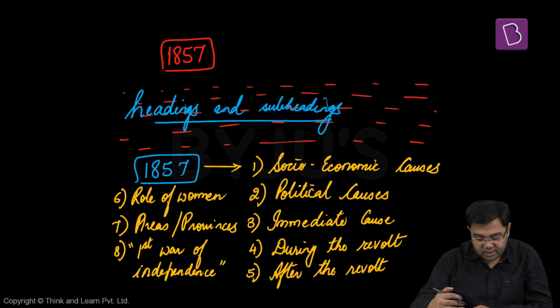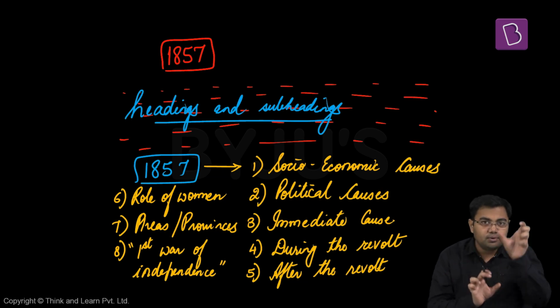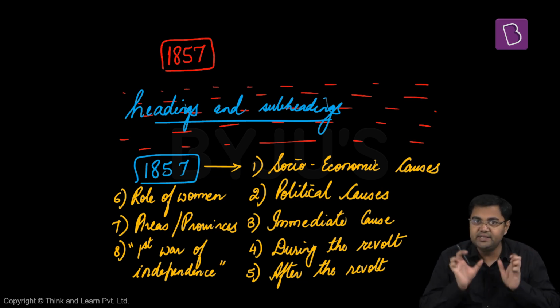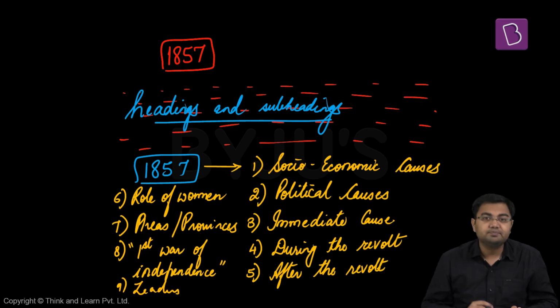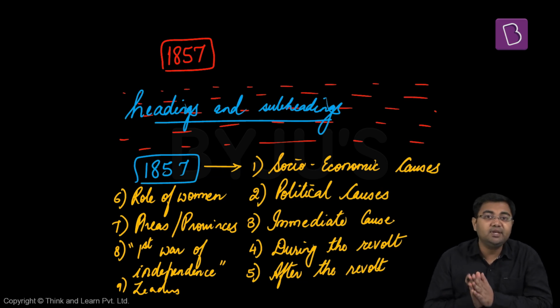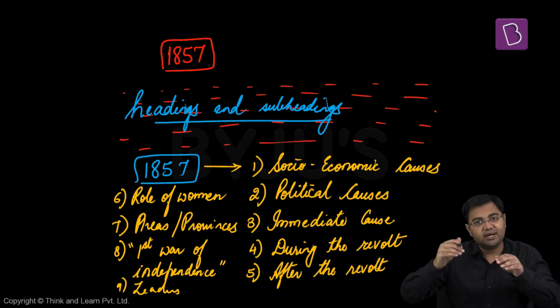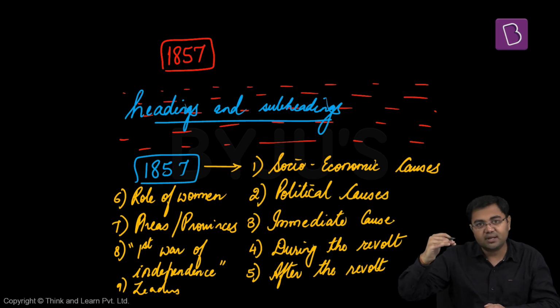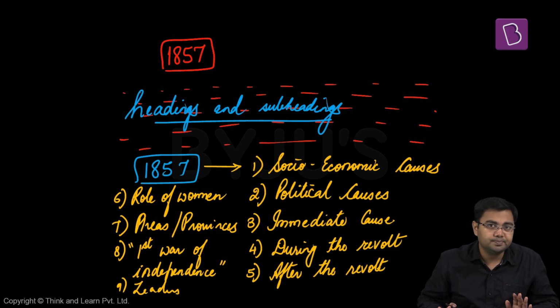So if I'm dividing all these into smaller subheadings, it's easy for you to catch hold of each and every part and revise each and every part. You can also make notes, for example, for the leaders, right? The leaders who were the participants, the leaders who actively fought in the revolt. So all these things can be done, correct? So when you have made a heading and a subheading, going through each and every part becomes very easy for you.